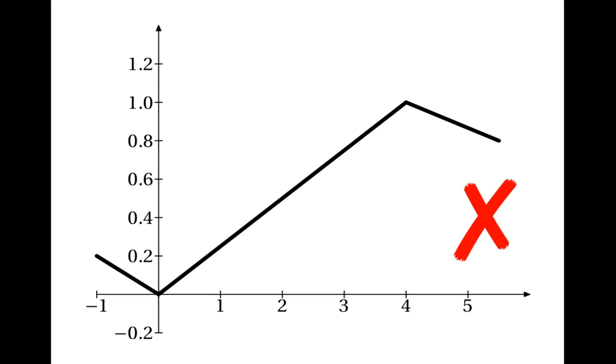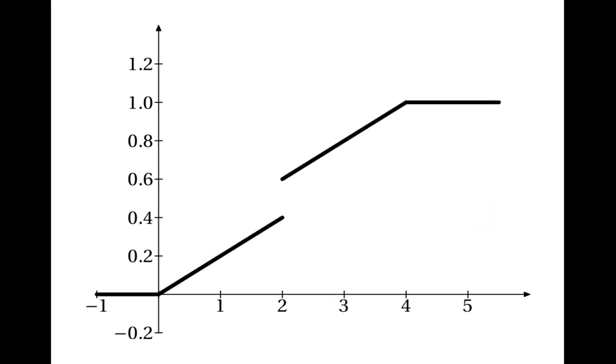In fact, it decreases up to x equals 0, then it increases, and then it decreases again from x equal to 4 onwards. So it decreases, then increases, and then decreases again, and that's not allowed. So this can't be a cumulative distribution function.